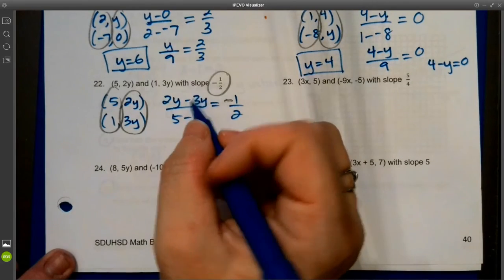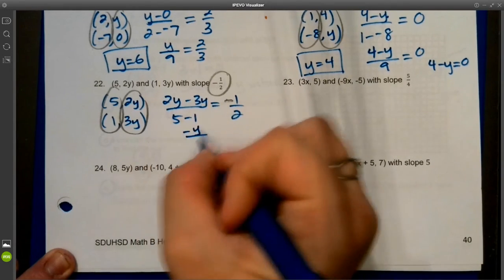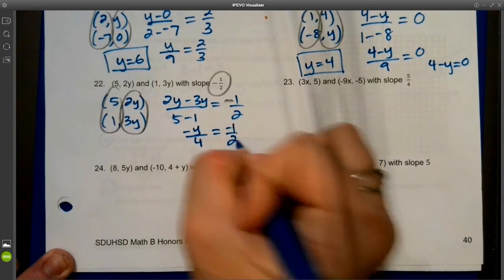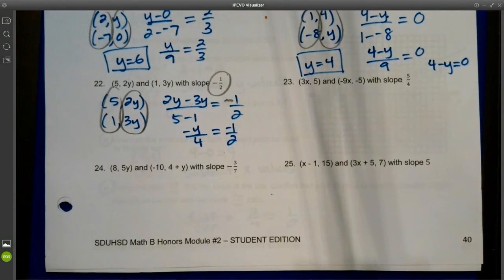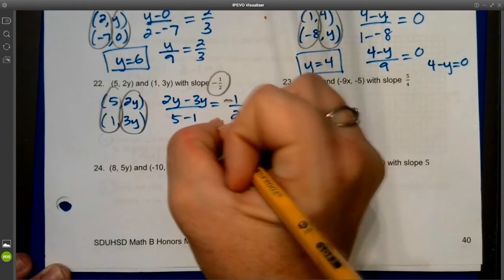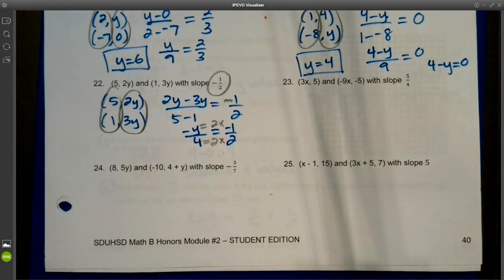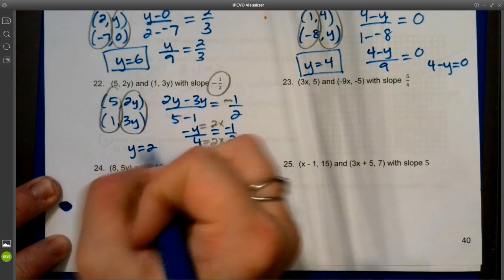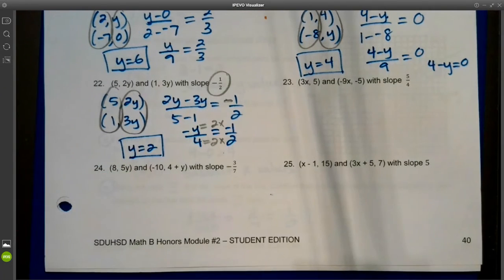Now 2y minus 3y, of course, is a negative y. 5 minus 1 is 4. I could cross multiply to solve, or again, I already know that 2 times 2 is going to give me 4, so I'd multiply by 2 here. So that's going to make negative y, let's see, has to be a -2, so y would be 2. Ooh, that's pretty cool. All right, 23.